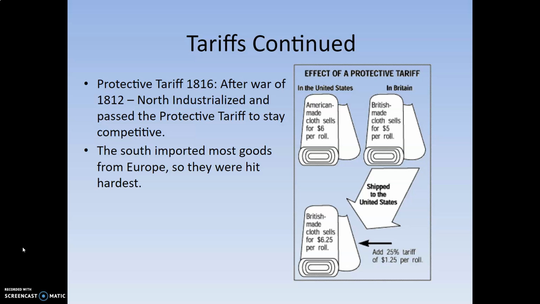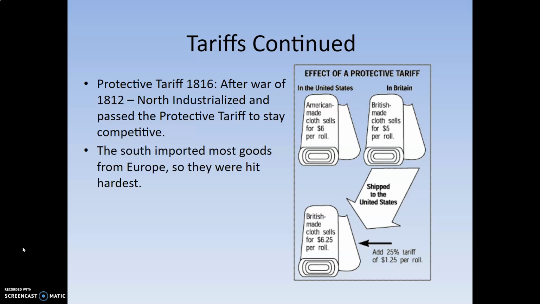In the United States, American-made cloth sells for $6 per roll. In Britain, British-made cloth sells for $5 per roll. Well, then this British cloth is shipped to the United States, and with our tariff of $1.25 per roll, an addition of 25%, this made the British cloth sell for $6.25 per roll. Therefore, the American companies sold more cotton and it made them more profitable.